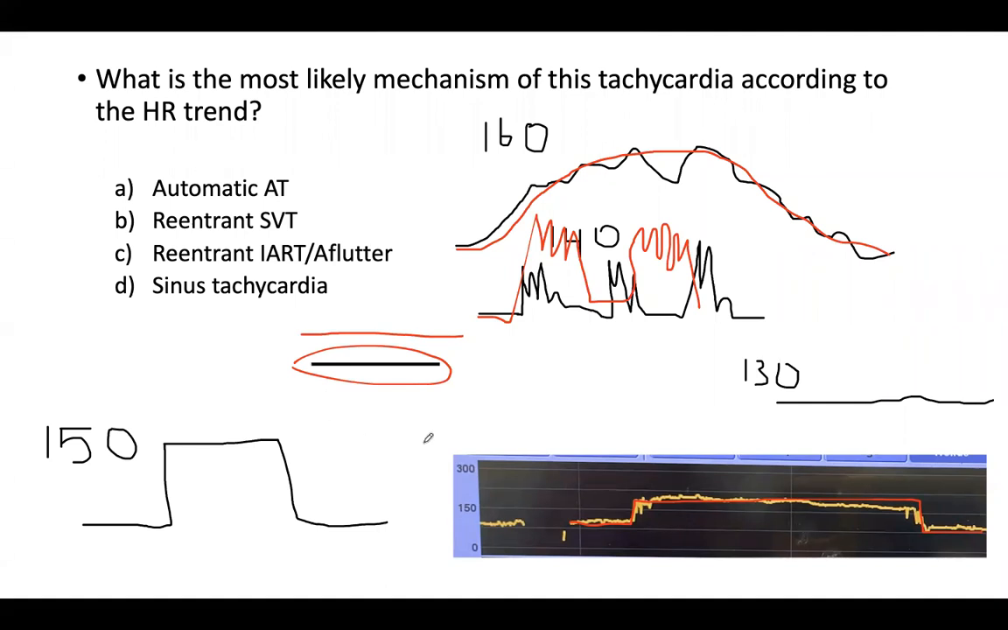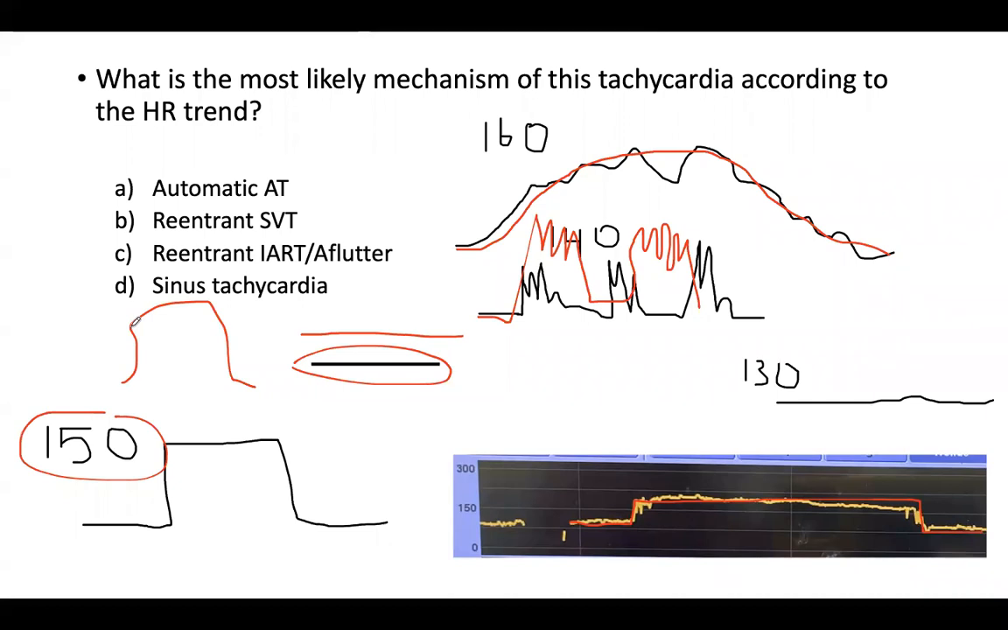If the SVT, or the re-entry tachycardia, is 150 versus 200, of course the 150 is slower, so you might think, is he in 2-to-1 conduction, like flutter? That's why the tachycardia is 150, versus if it's 200, then you think it's more likely SVT. Anyway, so telemetry is very important, okay?